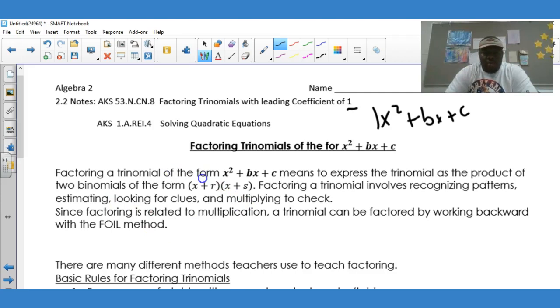Now, factoring a trinomial of the form x squared plus bx plus c means to express the trinomial as the product of 2 binomials of the form x plus r and x plus s. Factoring the trinomial involves recognizing patterns, estimating, looking for clues, and multiplying to check. Since factoring is related to multiplication, a trinomial can be factored by working backwards with the FOIL method. So read over this and ask yourself what that means.